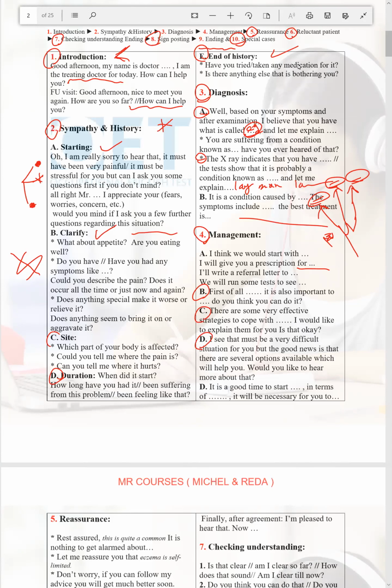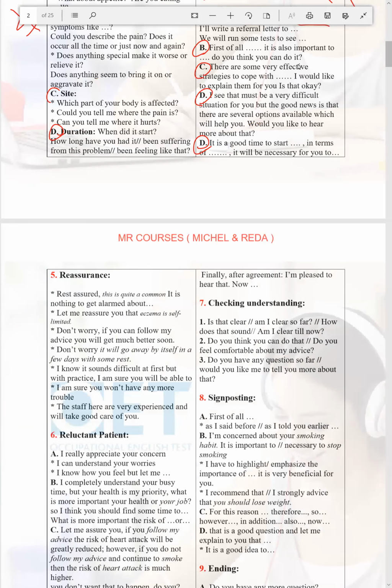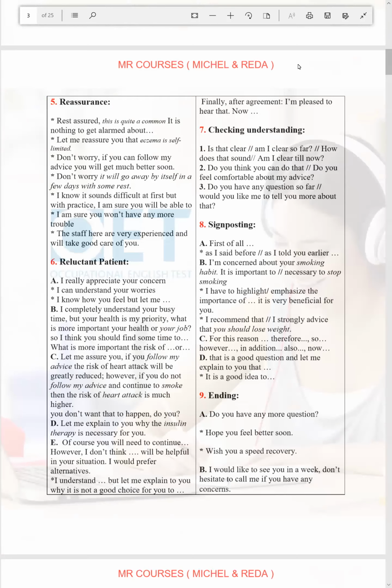Okay. And it's a good idea, or it's a good time to start. In terms of prescription, it will be necessary for you to do whatever. You have to reassure the patient. Let me reassure you that this disease is self-limiting. Or, don't worry.